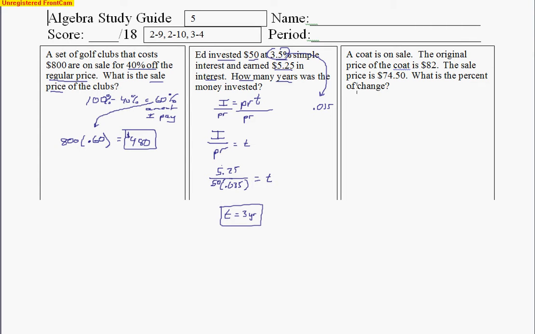Looking at the next one, a coat is on sale. The original price of the coat is $82, and the sale price is $74.50. We want to know what is the percent of change. When we do percent of change problems, we subtract the two numbers, 82 minus 74.50, and then I divide by the original number. The original cost is $82. Then I multiply that answer by 100, and that will give me the percent. So I do some subtraction and division. Let's do some of that real quick.